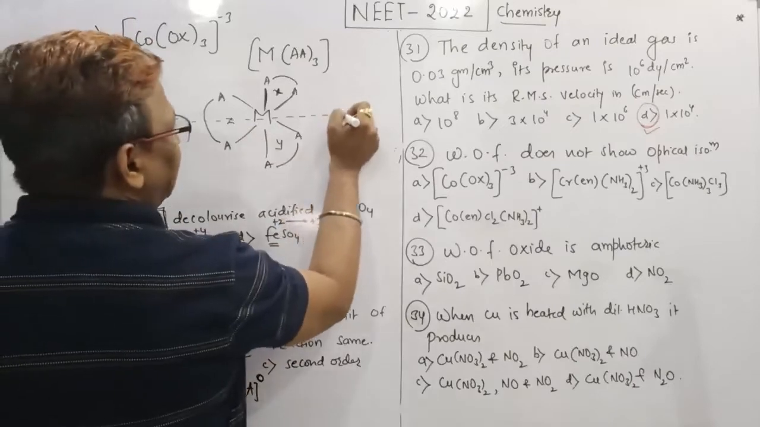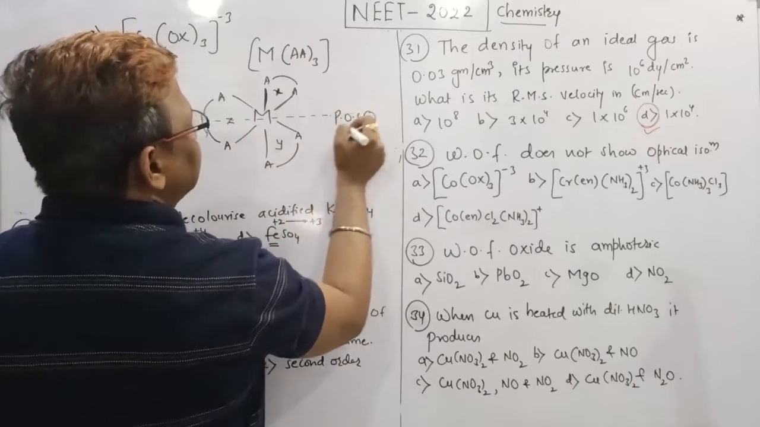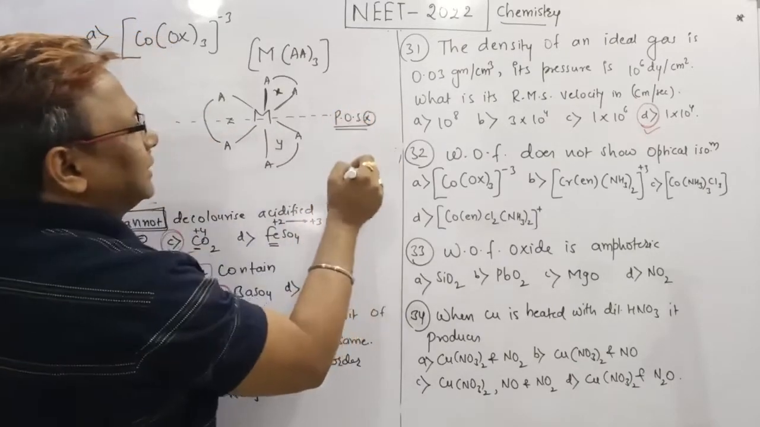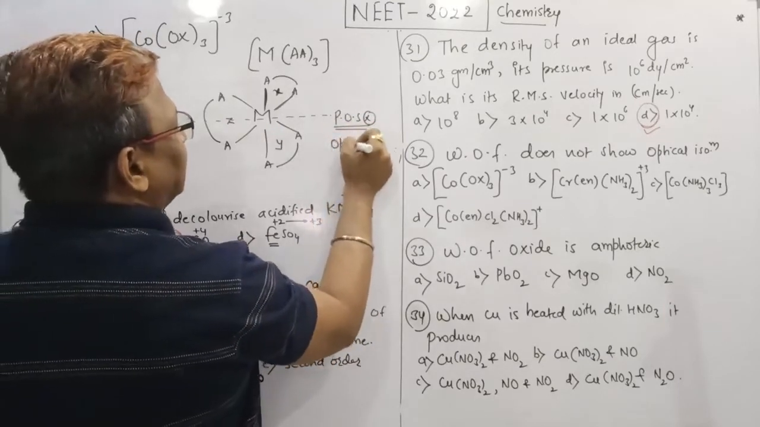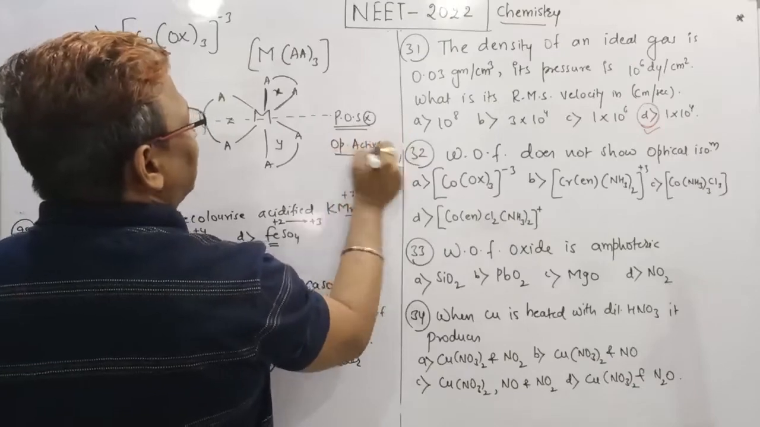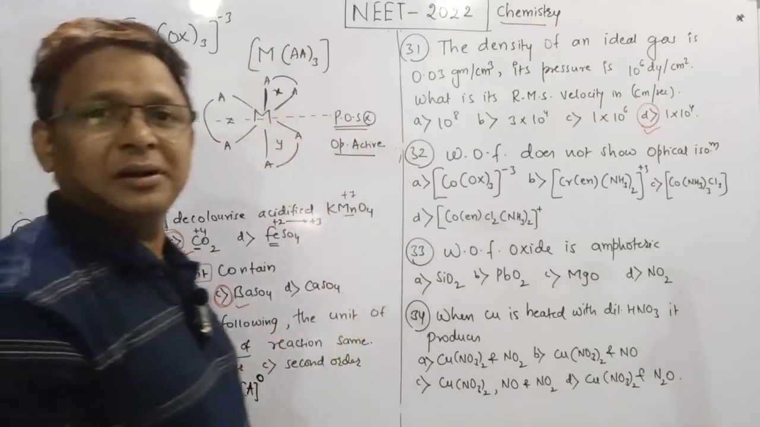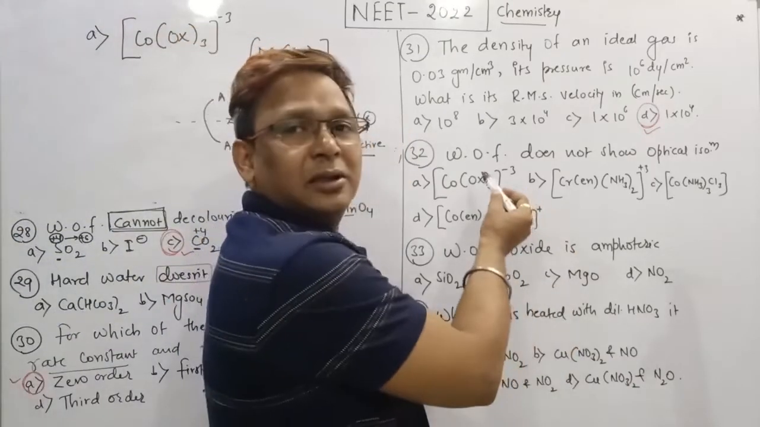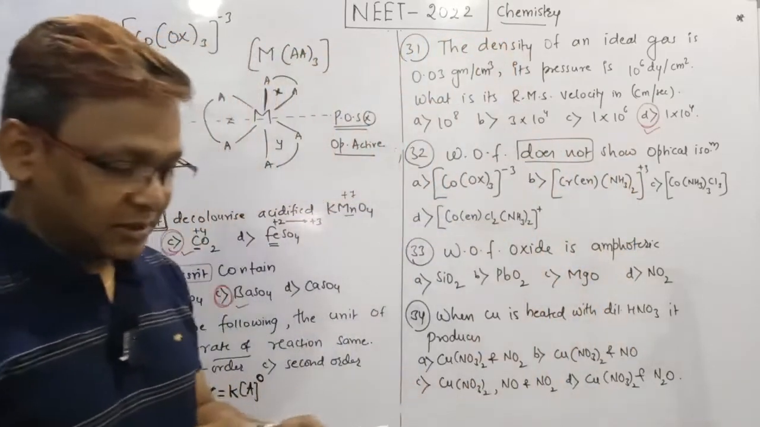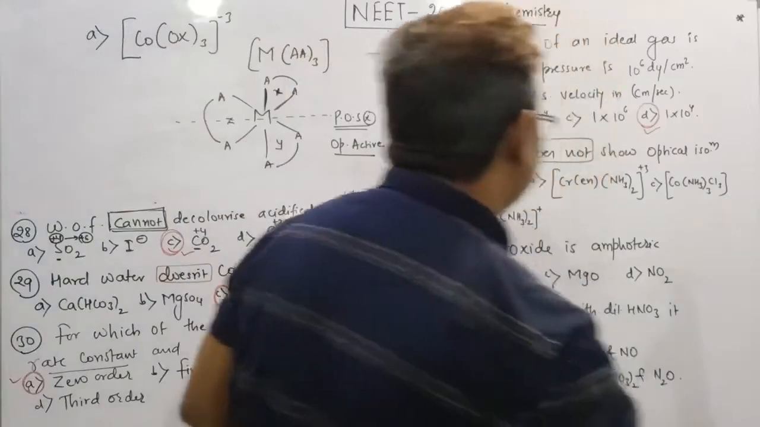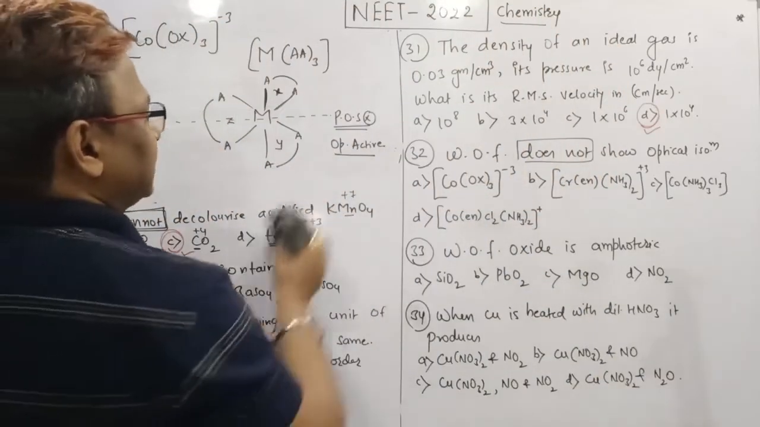That means we can say the plane of symmetry is absent. As the plane of symmetry is absent, the compound is optically active, which means this compound can show optical isomerism. But in the question, did you see what they are asking? Which of the following does not show optical isomerism? Anyhow, the first one will show optical isomerism. Now come to the second one.